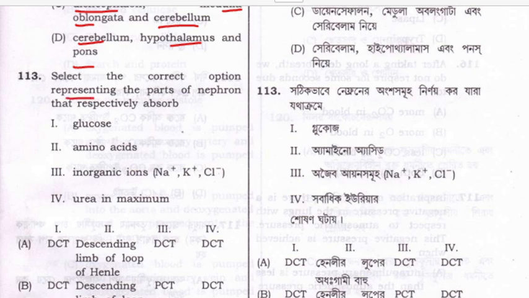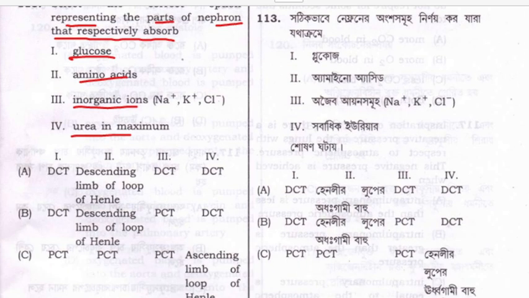Select the correct option representing the parts of the nephron that respectively absorb glucose, amino acid, inorganic ions, and urea. Glucose, amino acids, and inorganic ions are basically absorbed by the PCT, that is the proximal convoluted tubule, and urea is absorbed by the ascending loop of Henle. So option C will be correct.